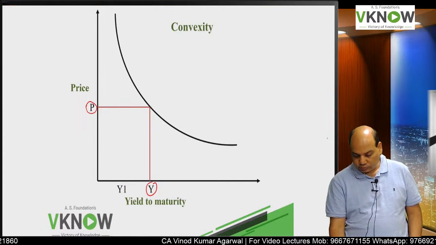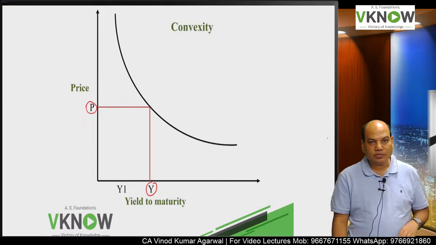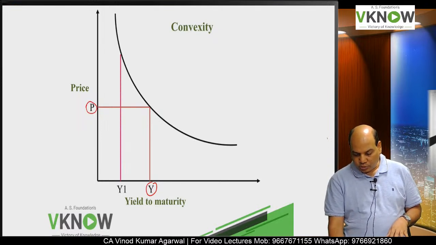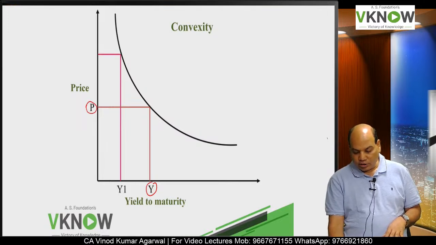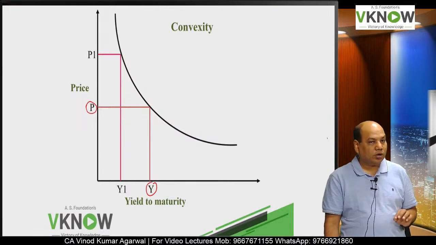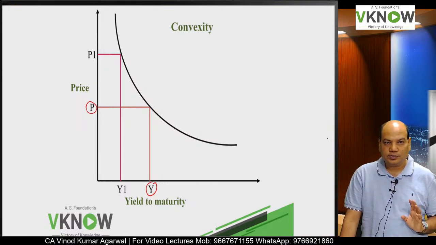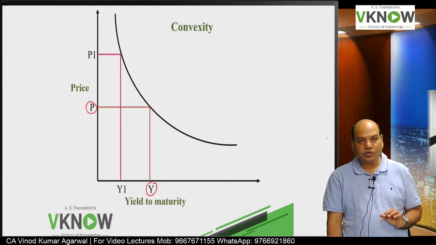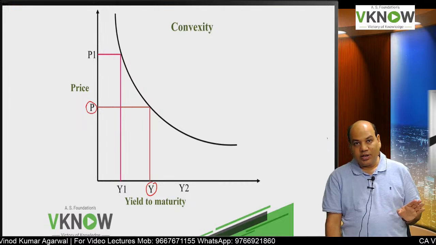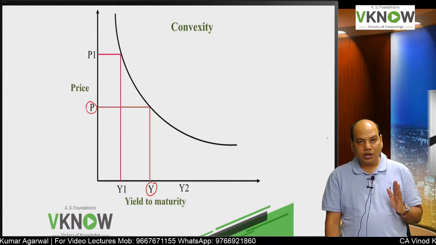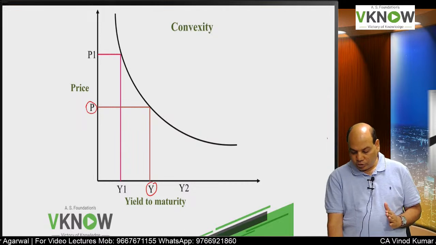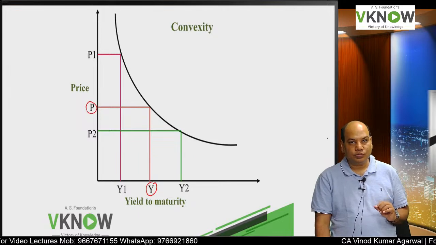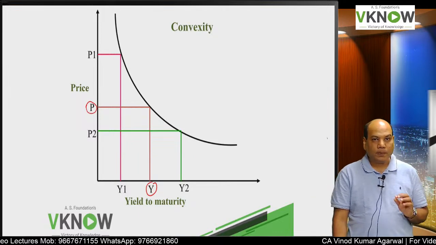But suppose YTM decreases. It decreases to Y1. So what will happen to the bond price? Bond price will increase to P1. Draw this also. And suppose the YTM increases by the same percentage, it becomes Y2. Bond price will decrease to P2.